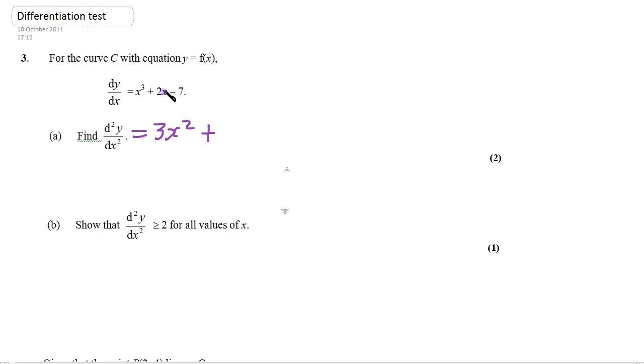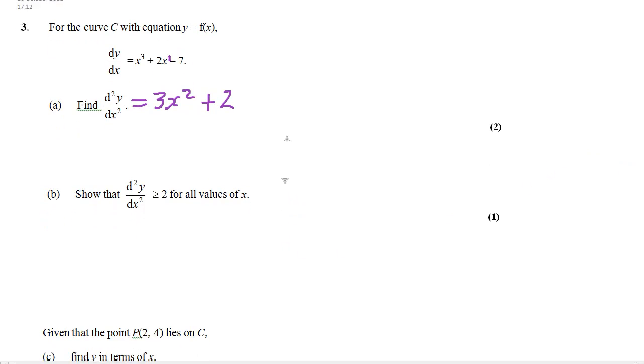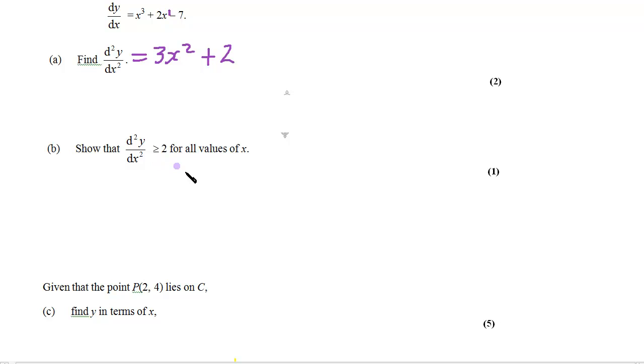Plus, times by the power, well the power effectively is 1. So we're going to times by the power, so we get 2. Take 1 off the power, leaves you x to the naught, which is just 1, so it just leaves us 2. And you should know by now that numbers just don't affect gradient at all, so they're not part of the differential.